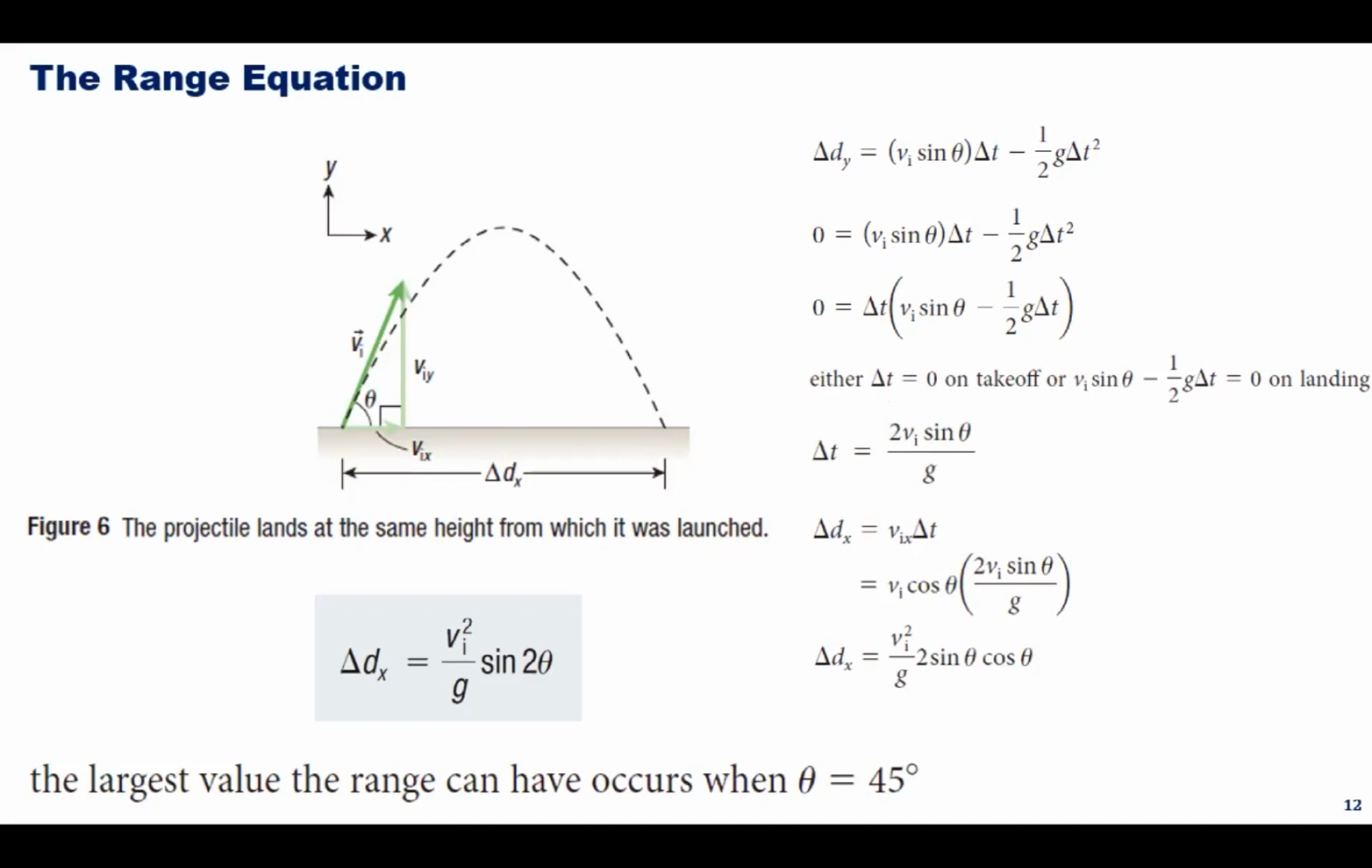The total displacement in the y direction is 0, right? Because it lands at the same height it started from. And we can use this fact to significantly simplify the equations of motion. We can calculate the range using the equation delta dx equals vix times delta t, if we know the initial velocity and the launch angle. To determine the value of delta t, we can use the equation for vertical motion. viy, which is the initial velocity's component along the y direction, equals vi times sine theta.